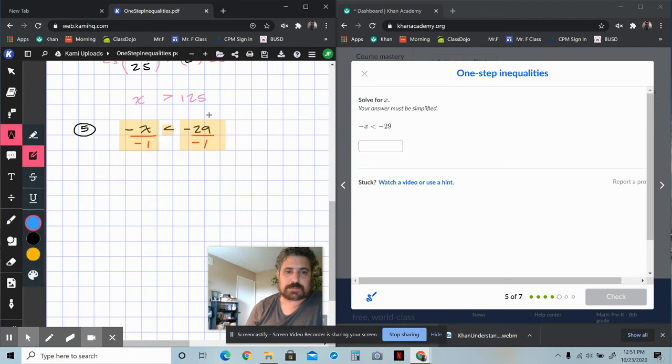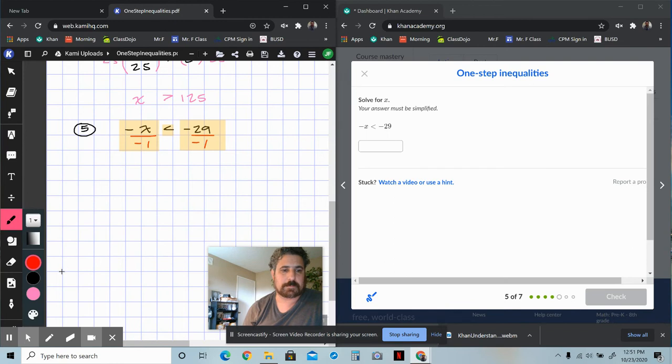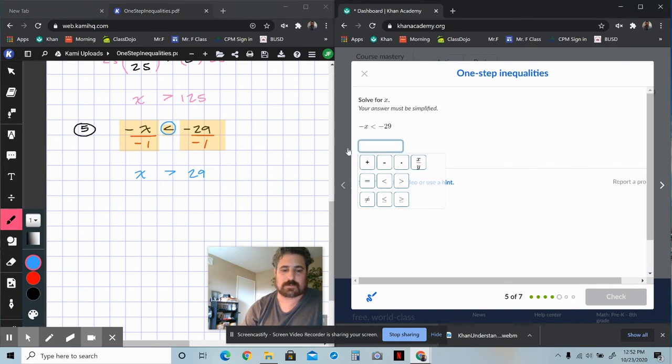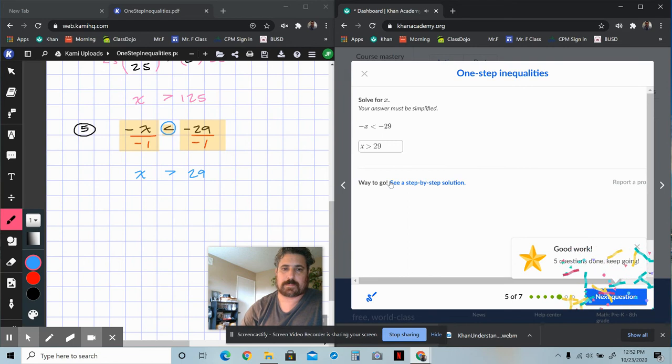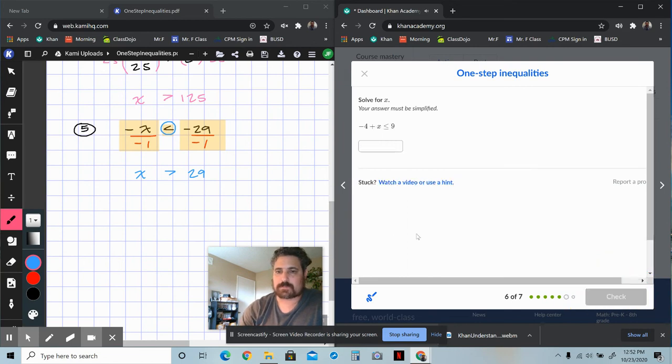So your final answer here would be that positive x is not going to be less than, right? We're going to reverse that inequality. It's going to be greater than, and negative 29 divided by negative 1 is positive 29. So it's going to be x is greater than 29. And so that's what you're going to put here: x is greater than 29. And then we're going to the next problem.